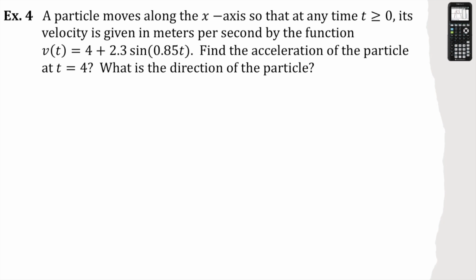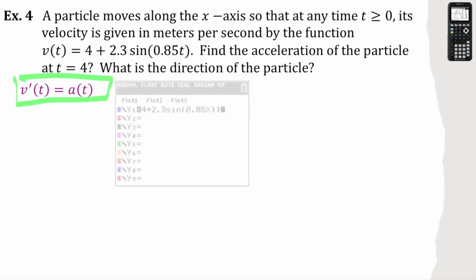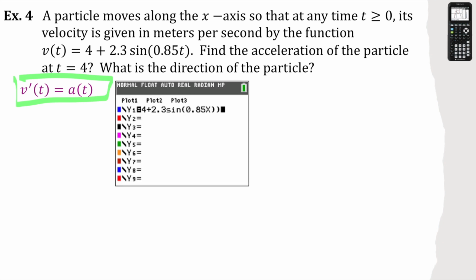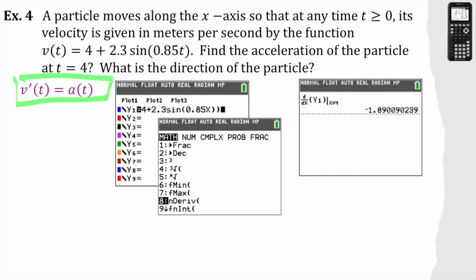If it's a calculator question, how can you use the calculator to do most of the work? First of all, we're going to keep track of what we know. V prime of t equals the acceleration. Now, go into the equation editor of your calculator and type in that velocity equation. Then hit Math 8 and have the calculator find the derivative at a point. So this is the acceleration at x equals 4. A of 4 equals negative 1.890.